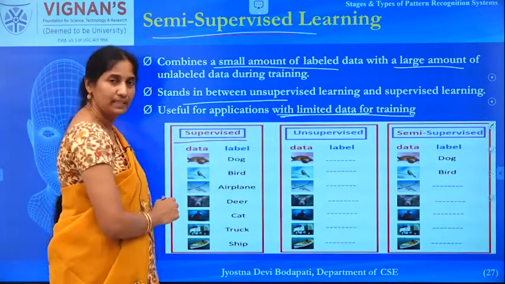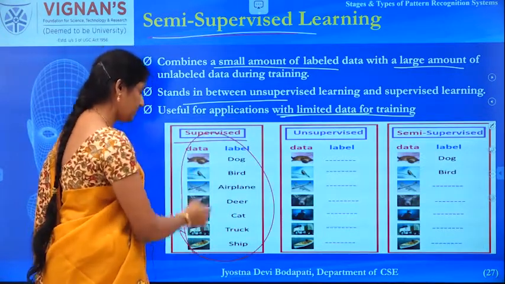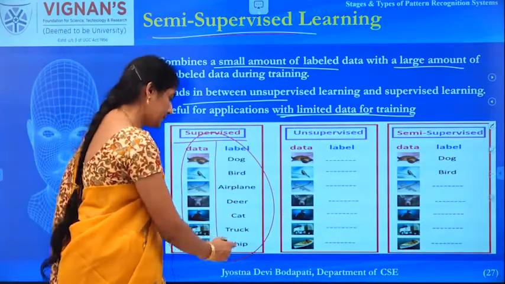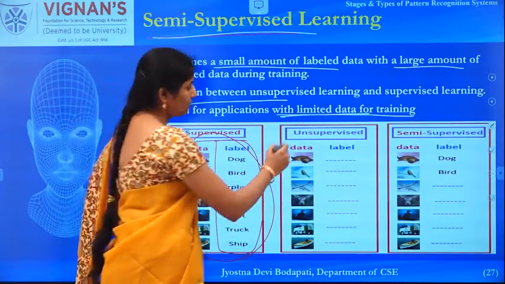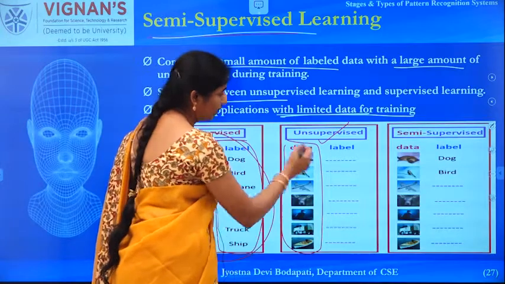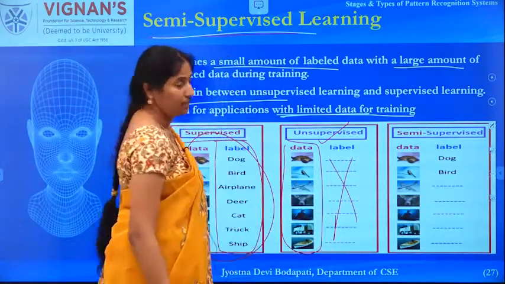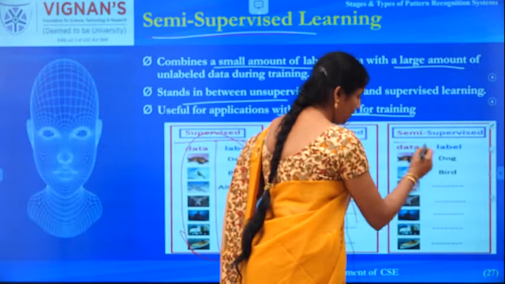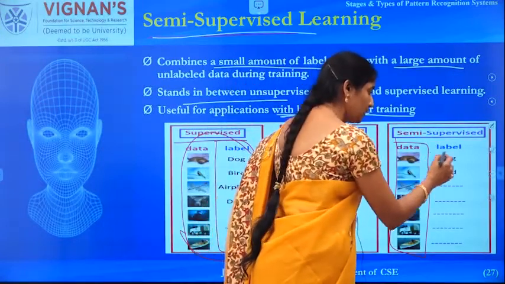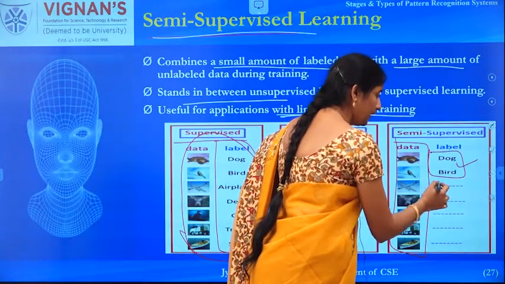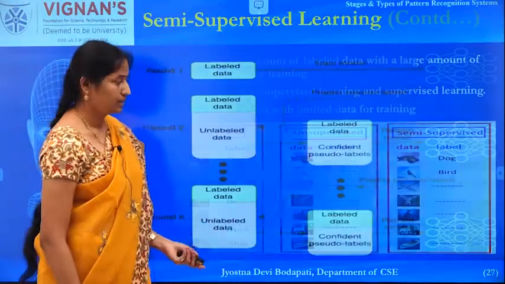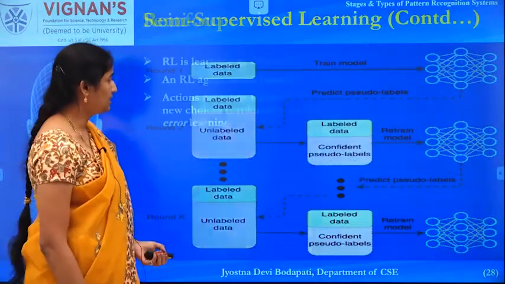In the case of supervised learning, if you observe, say for example I am passing this input data to the model, all the examples have labels. In the case of unsupervised learning, all the data are unlabeled. There are no labels. But in the case of semi-supervised learning, whatever data I am passing as input, a few examples are labeled and there are a large number of unlabeled examples. Such a kind of learning is called semi-supervised learning.